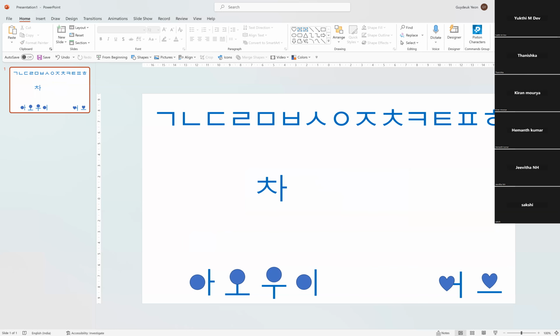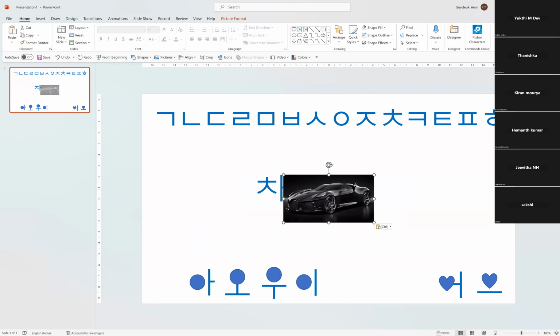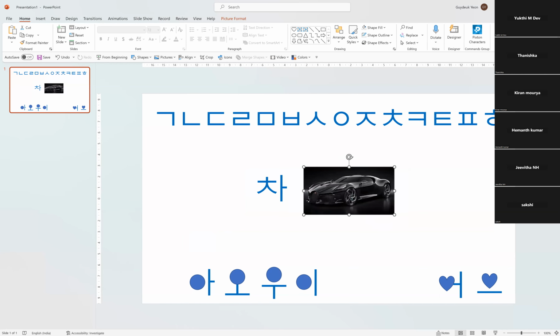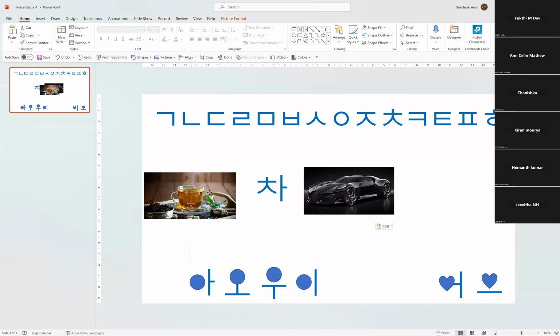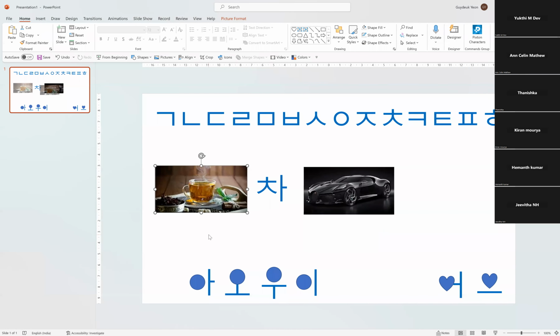How do you read this? Ta. Spelling? C-H-A. Yeah, cha. What is that? Car. Car is a cha. And also we have the same meaning. This was a cha. What is this? T. Oh, T was a cha. This was a cha. Okay.